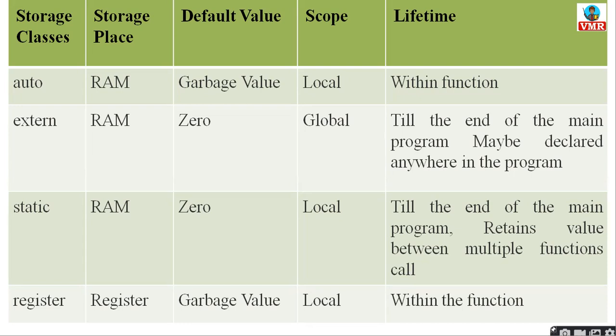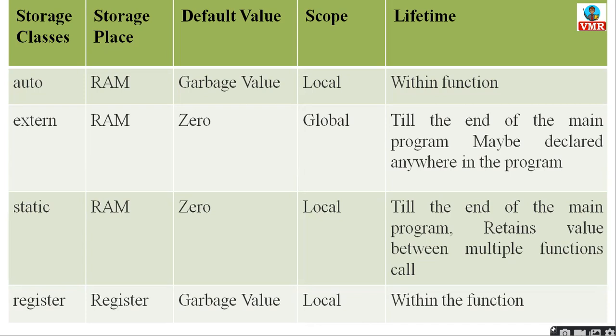First one is auto. Storage place is RAM. The default value is a garbage value. Scope is local, that is, within the function or method. Next, extern: storage place is RAM, default value is 0, scope is global, and lifetime is till the end of the main program. It may be declared anywhere in the program. Static: storage place is RAM, default value is 0, scope is local, with lifetime till the end of the main program. It retains its value between multiple function calls.